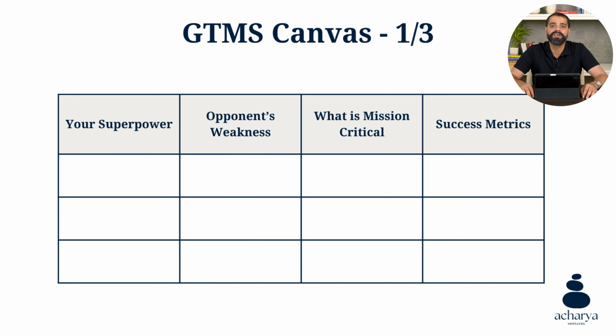Okay, so we have a 3-part GTMS canvas. The first part, you list down your superpowers. What are your opponent's weaknesses? What are some of the things which are mission critical? And what are the success metrics? I'm just giving you the framework. I'll explain it to you with an example.